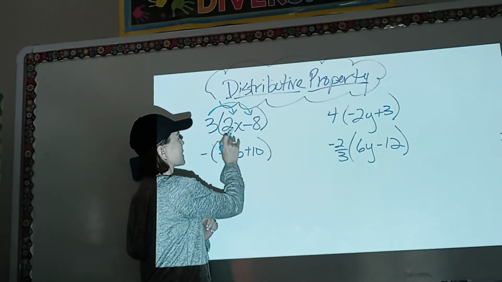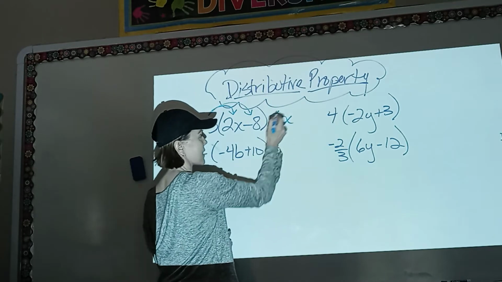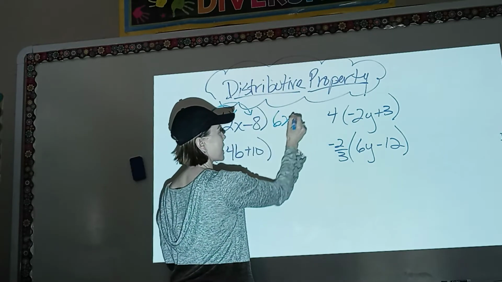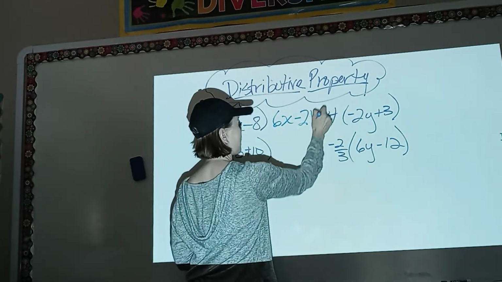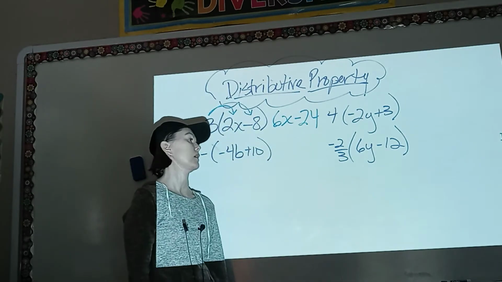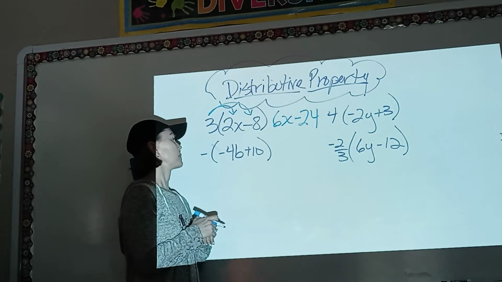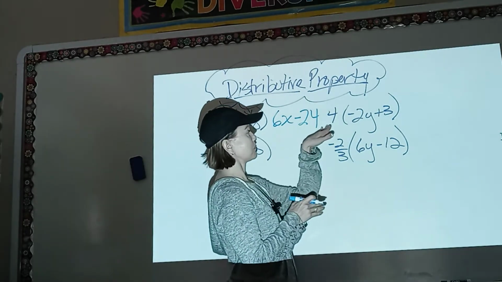So 3 times 2x gives us 6x, and then a positive times a negative gives us a negative, and then 3 times 8 is 24, and you're done. Yes! It is that simple. Now, let's do the next example.